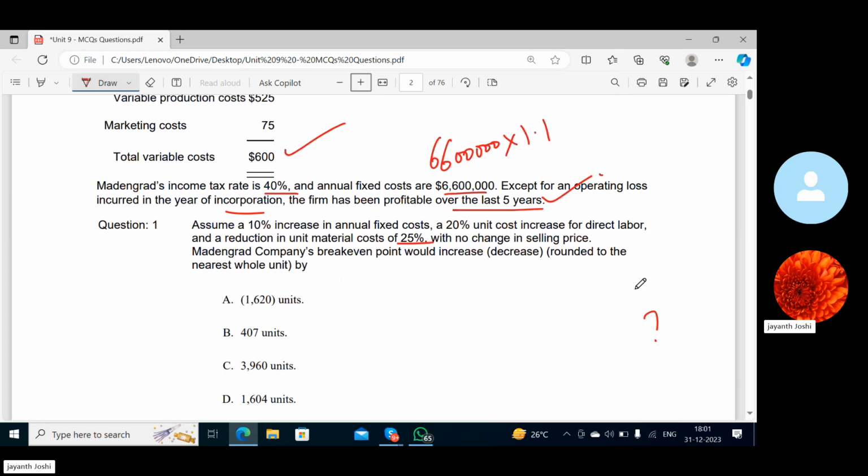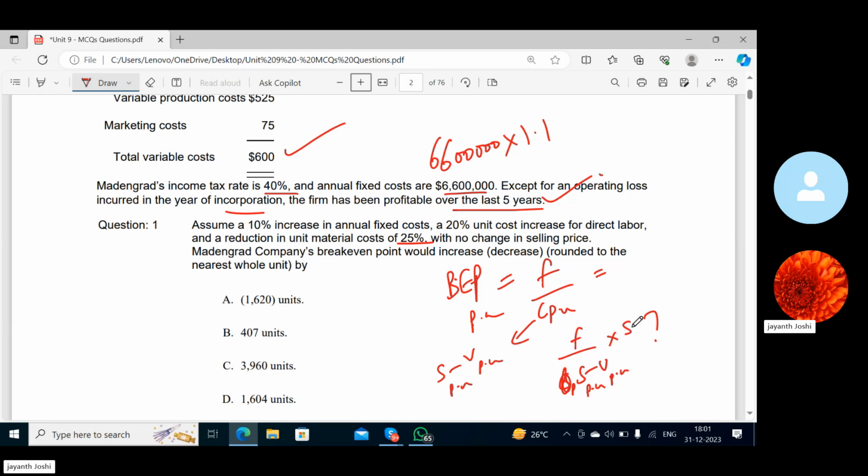So first of all, what's the formula for break-even point? There are two formulas: break-even point in units and break-even point in dollars. Fixed cost divided by contribution per unit is break-even point in units. If you want to find break-even point in sales, fixed cost divided by contribution, and contribution we can write as selling price per unit minus variable cost per unit. Multiplying that by the selling price will give you the break-even point in sales.